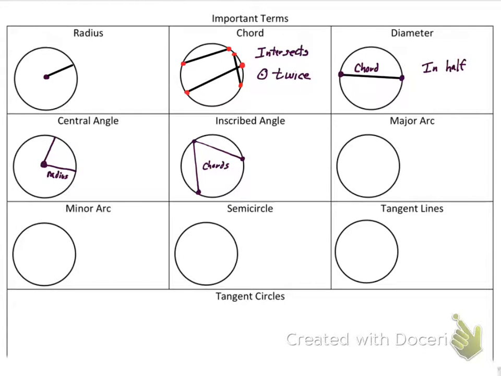Our major arc is one that's bigger than 180. So let's go ahead and use an inscribed angle to create it. I want to go on this side. So if I use an inscribed angle like this, let's call it A, B, C. My major arc would be the one that's bigger than 180. So it'd be that big guy there. So that's my major arc, and I'd label that as A, B, C. And we use 3 letters.